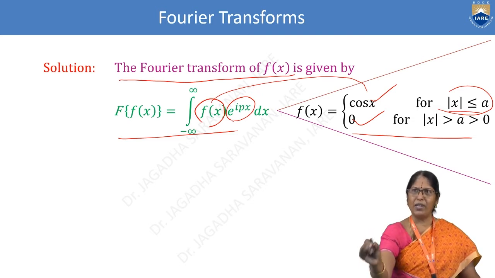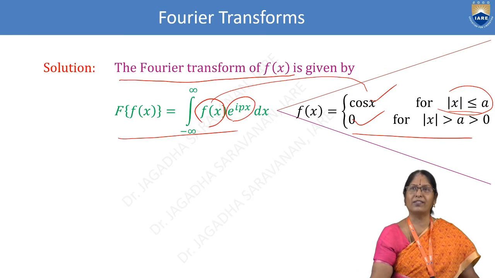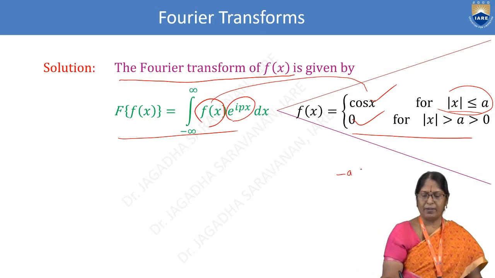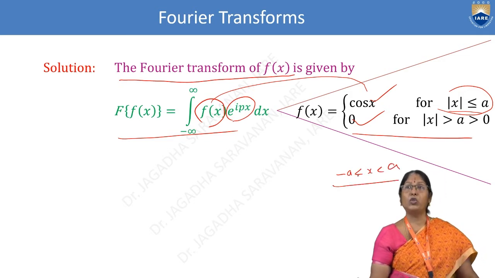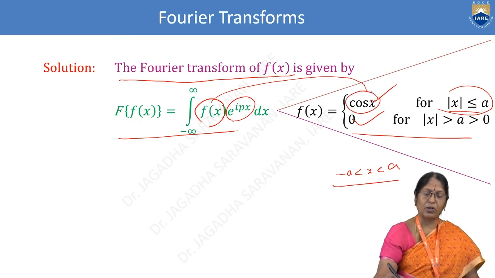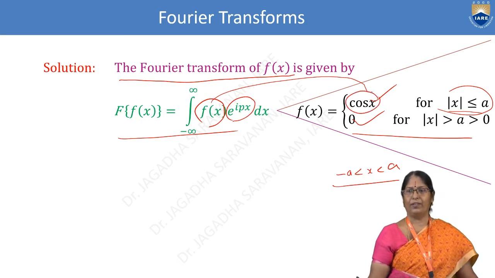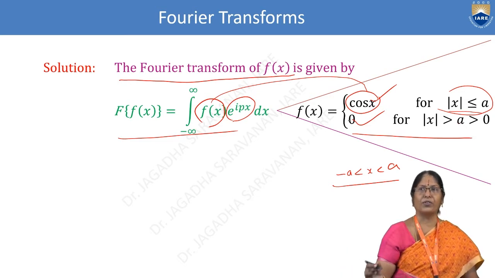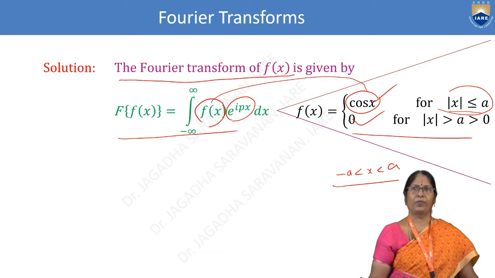Then what is the meaning of that? Mod x is less than or equal to a means x lies between minus a to a. There the function is cos x. For the remaining region, mod x is greater than a, that is from a to infinity, the function is 0.